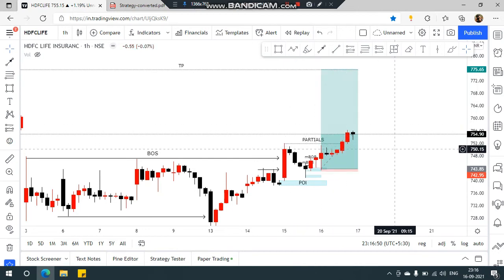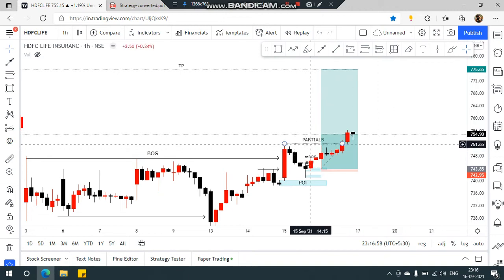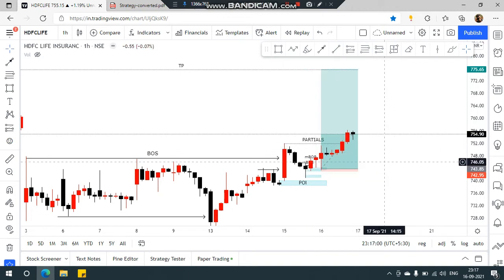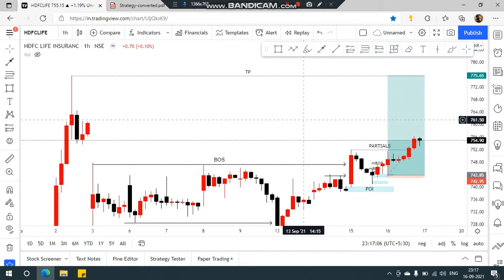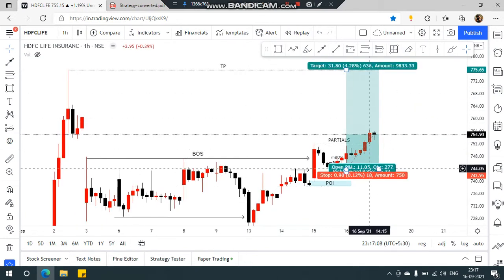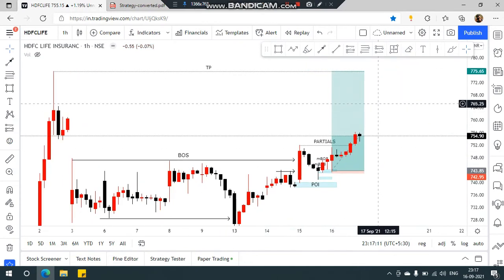Now by partials, what I mean is that if I take around 10 quantity, I will be exiting 5 quantities around here. Or if I'm really confident with my trade, I'll be exiting a little bit, maybe 2 or 3 quantities, and then we'll be riding the rest.